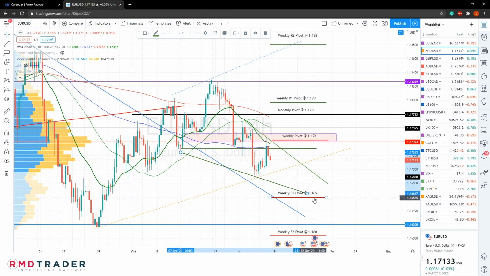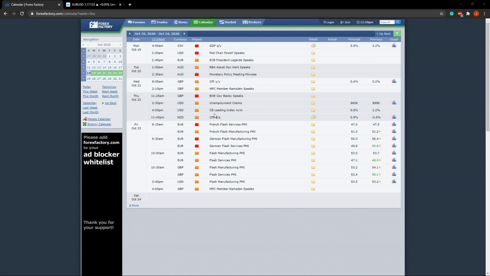at 1.165. Then just having a brief look at the economic calendar for the week, we can see that later today we have one high and one medium impact event. That is the Federal Chair Powell speaking at 2, and at 2:45 we have the European Central Bank President speaking. And then on Tuesday there's some Australian data coming out.